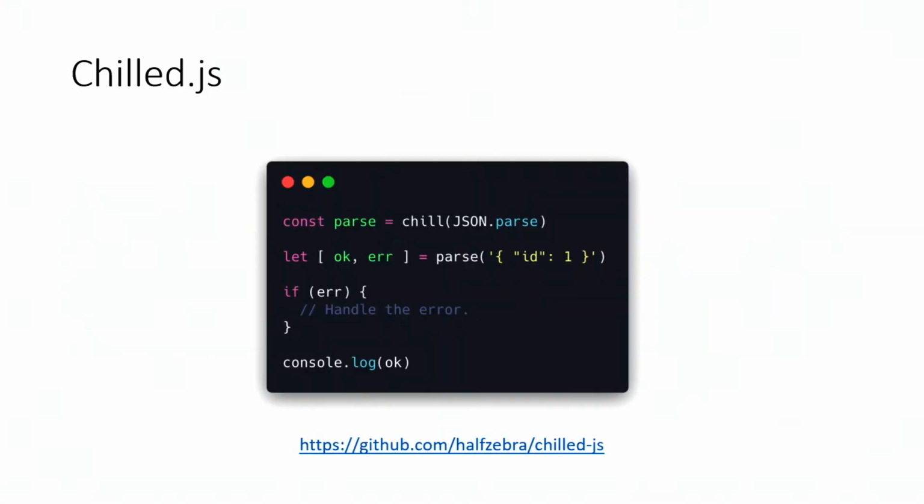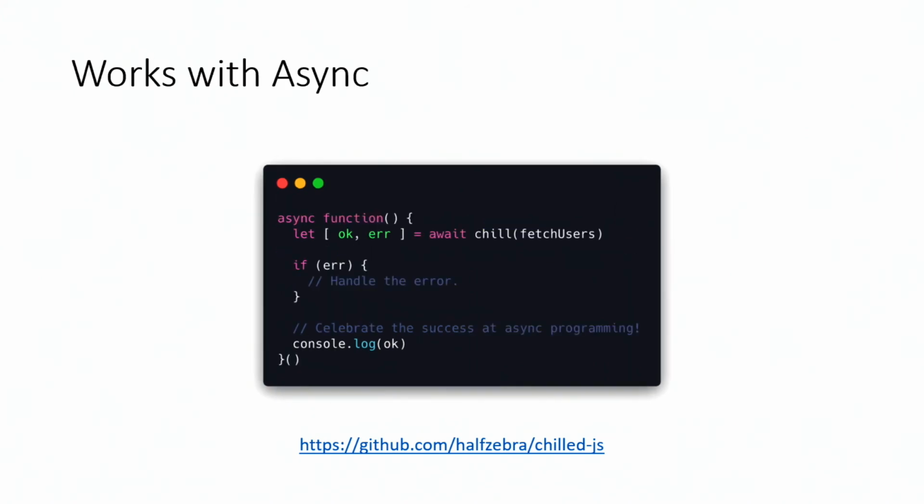This is how it works. Front-facing API: we wrap the function in question, then we can use it in the following way. It's very simple, nothing sophisticated here. You can implement it at home. Same stuff for async.